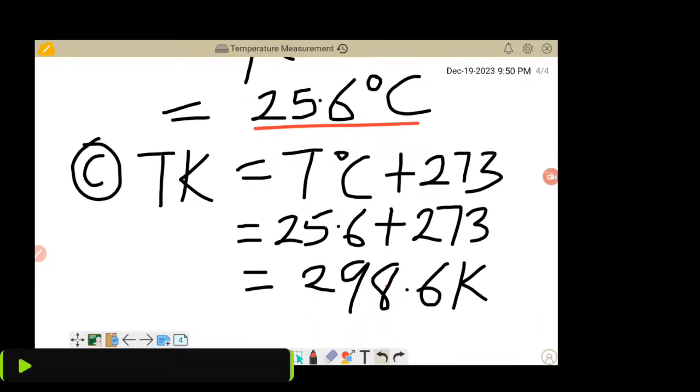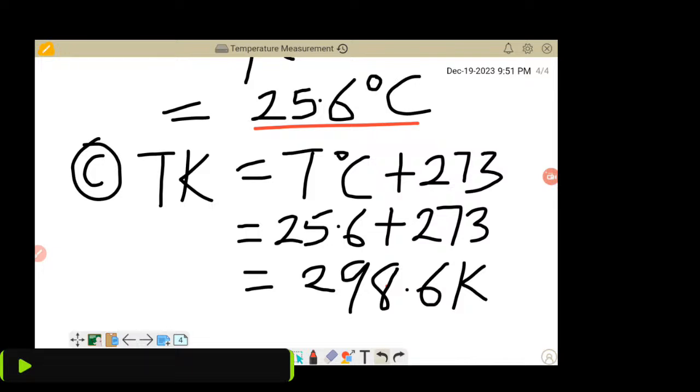Now with this, we are going to call it a day on today's class. And what we've discussed, we've considered temperature measurements. We started with the instrument used for measuring temperature, which is a thermometer.